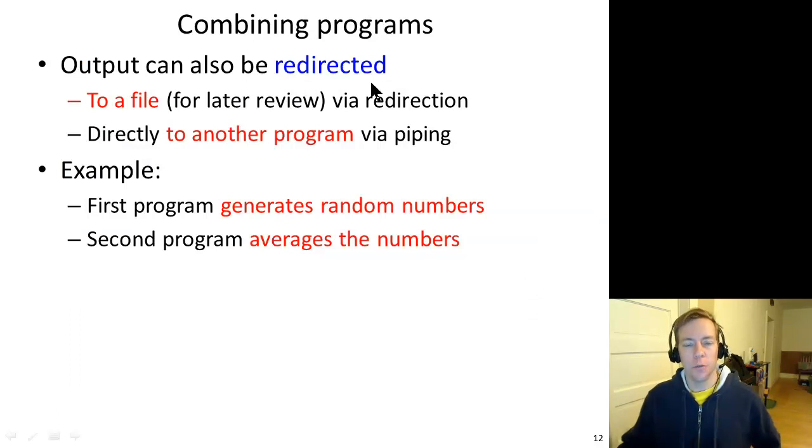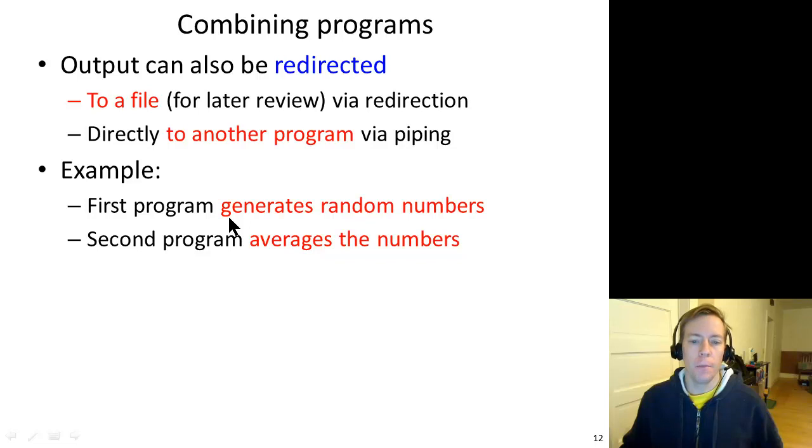Besides reading in from a file, you can also redirect the console output. So whatever comes out of System.out.println, you can also redirect to a file and save it off for later review, or perhaps as input to another file. And furthermore, you can do that without even writing to a file. You can take the output of one program and do something called piping it into a second program. So I'm going to show you an example.